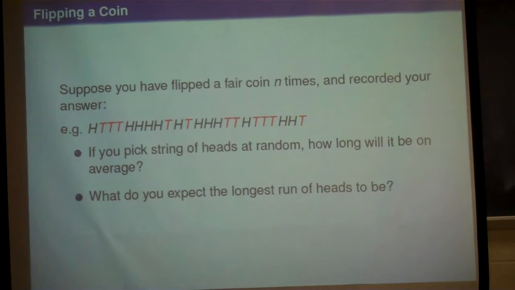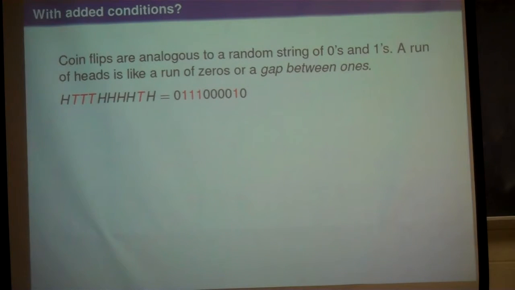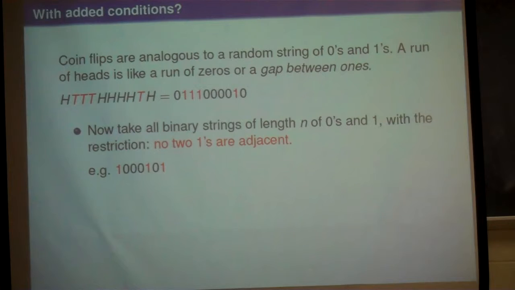The second question I'd like to ask is, how long would I expect the longest run of heads to be? And so this is a very probabilistic question. You could probably be asked this in an intro course to probability, or maybe even high school. And so the question is, can we generalize this sort of question? One way that we could generalize it is by saying coin flips are really analogous to a random string of zeros and ones. For instance, my heads and tails could be translated into binary.